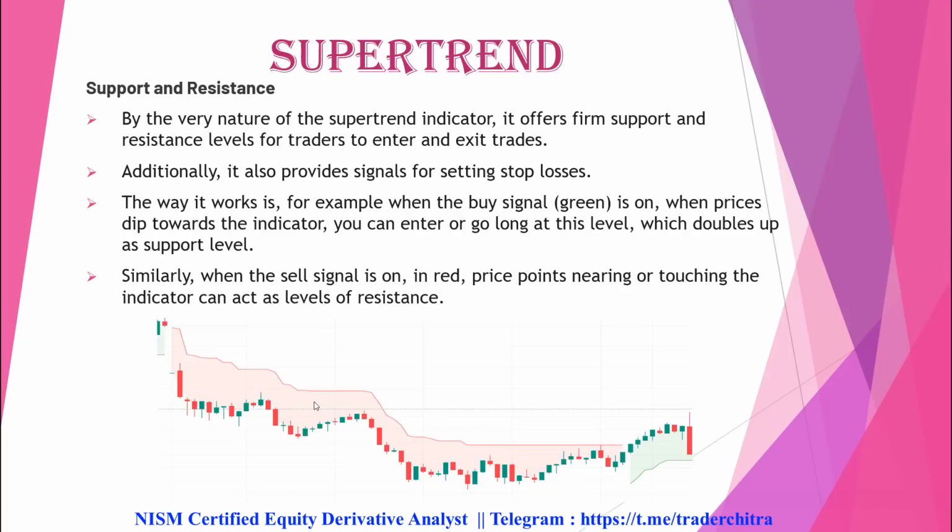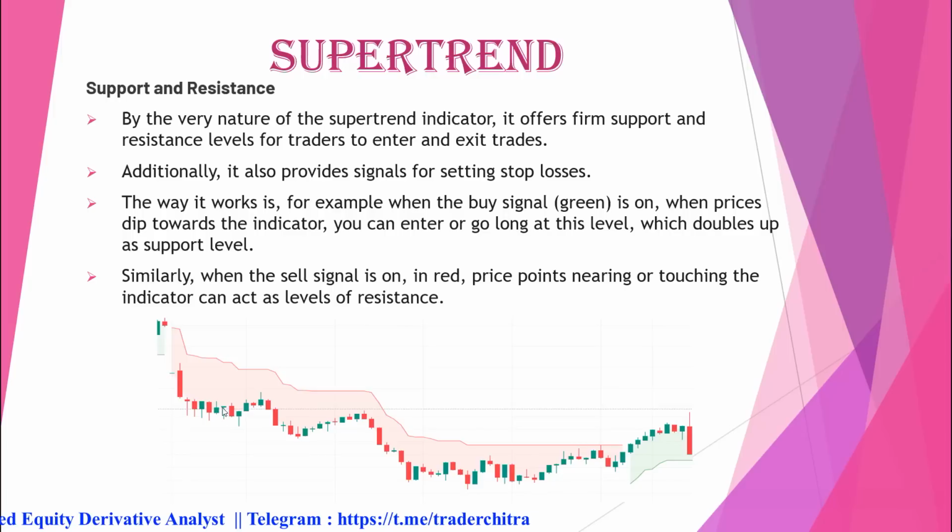Here, this is the SuperTrend indicator and this is red in color, which means the price is bearish, and if you are entering into the short trade, this will act as the resistance. If you are entering into the long trade, below this, this green line will act as the support. Additionally, it provides a signal for setting the stop loss.